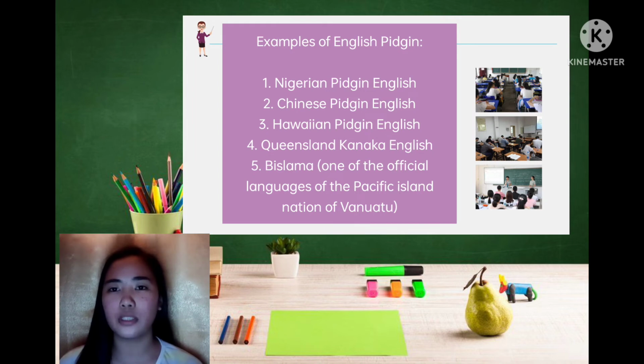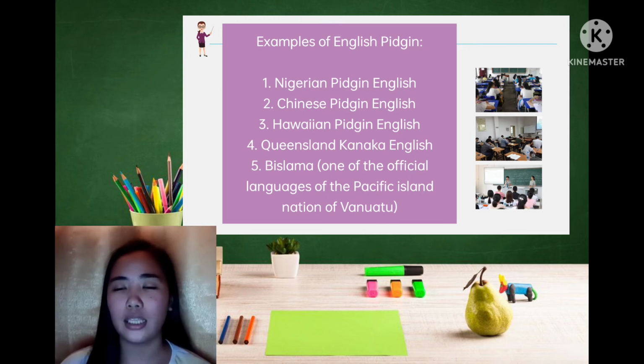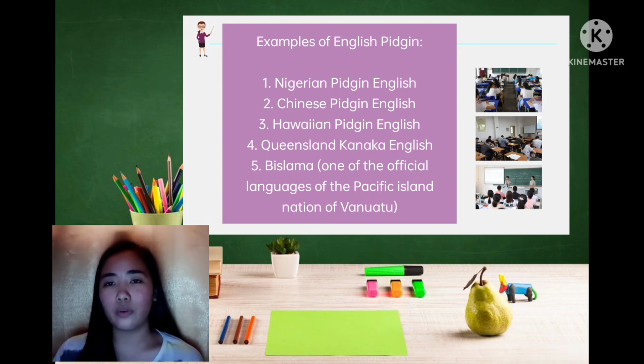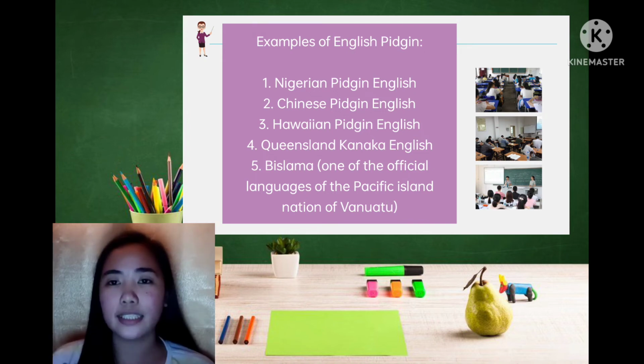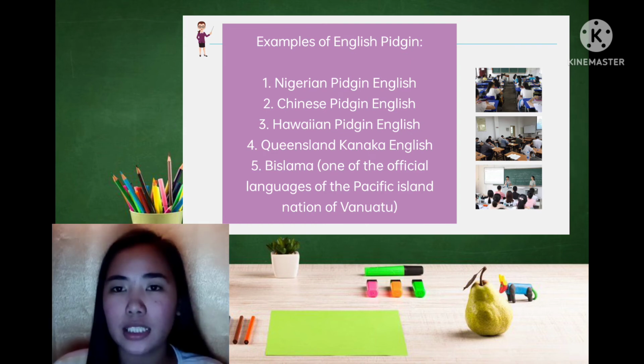Next is Chinese Pidgin English, a contact language widely used along the coast of China in the 18th and 19th century. Next is Hawaiian Pidgin English, which evolved from the sugar industry that began in the mid-1850s in Maui. Next is Queensland Kanaka English, an English-based pidgin language that was spoken by Melanesian laborers in Queensland, Australia from the 1860s. Next is Bislama, one of the official languages of the Pacific island nation of Vanuatu.